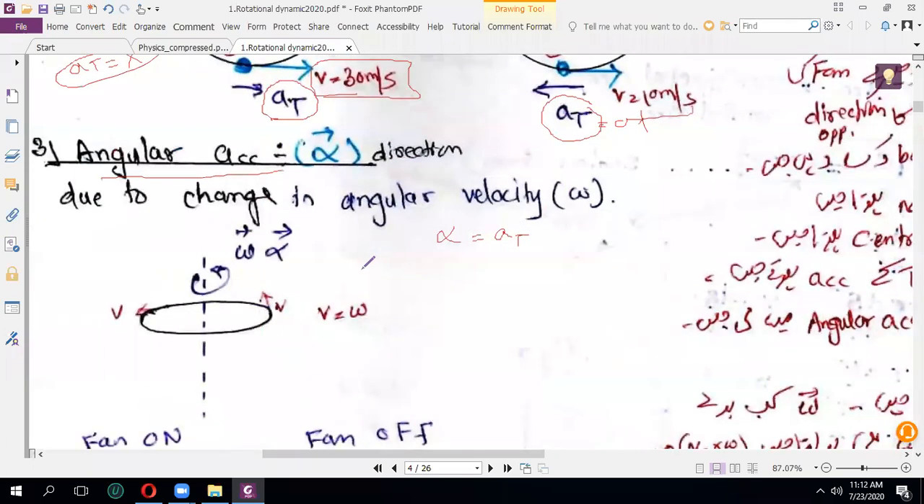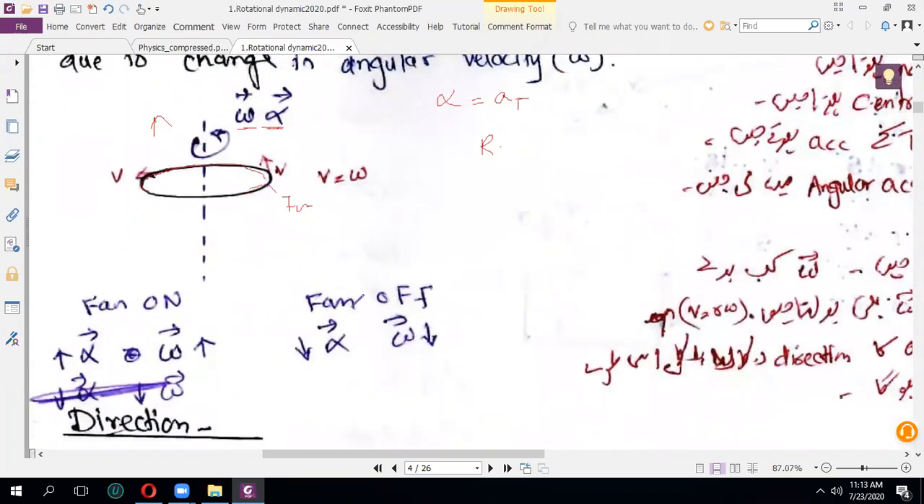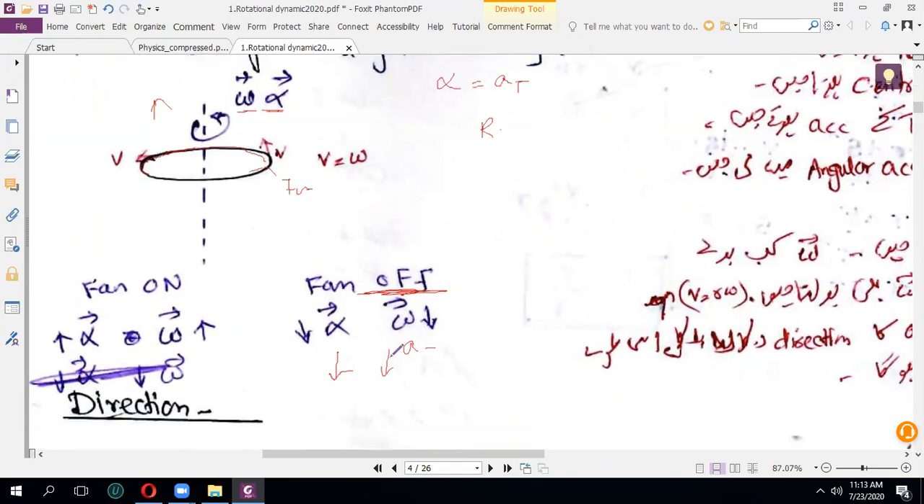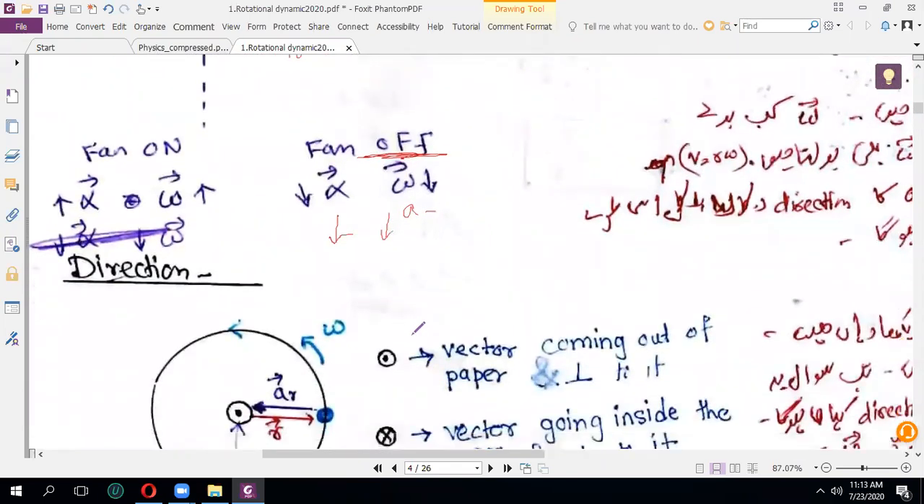How to find their direction? Here we are not using the right hand thumb rule. Here we are using a different method. If the speed is increasing, understand this word, if the object's motion is increasing, the speed increases, the direction of linear acceleration or angular acceleration is always upward. If the speed decreases, the direction of angular acceleration and tangential acceleration is always downward. I hope you understand how to detect the direction.